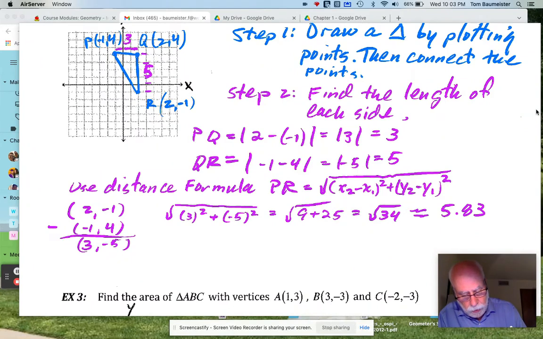All right, especially in a right triangle, the longest side is always opposite our right angle. Remember, I told you that would have been a right angle. So that's 5.83. So that makes sense.